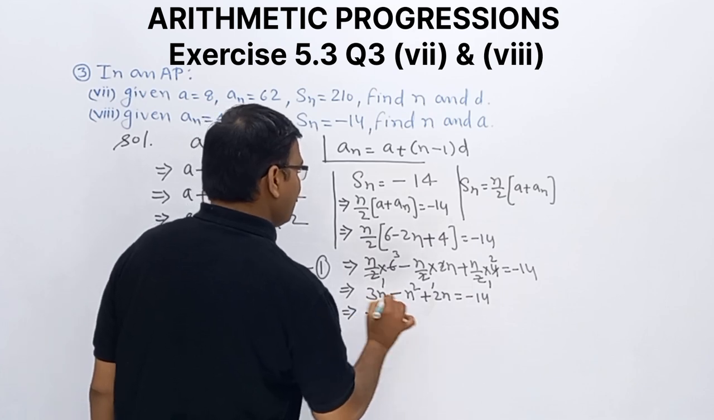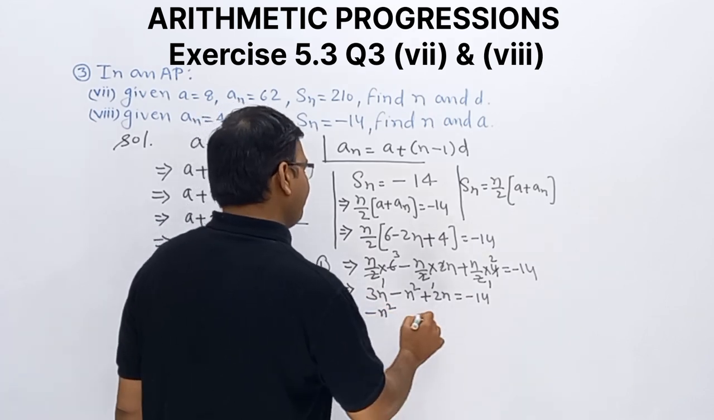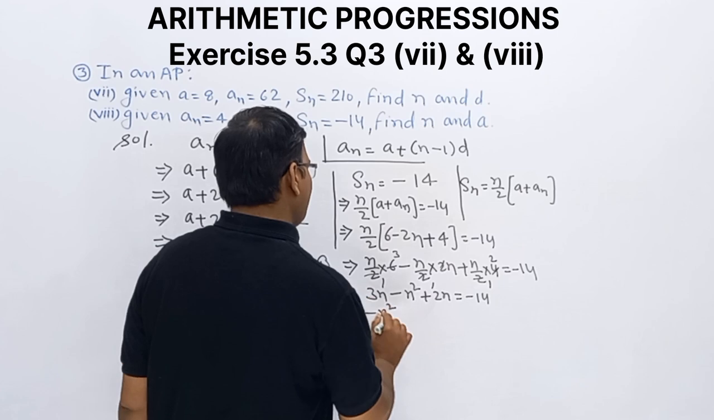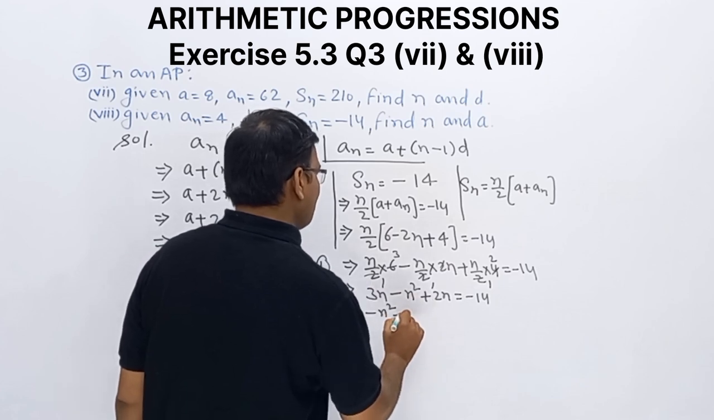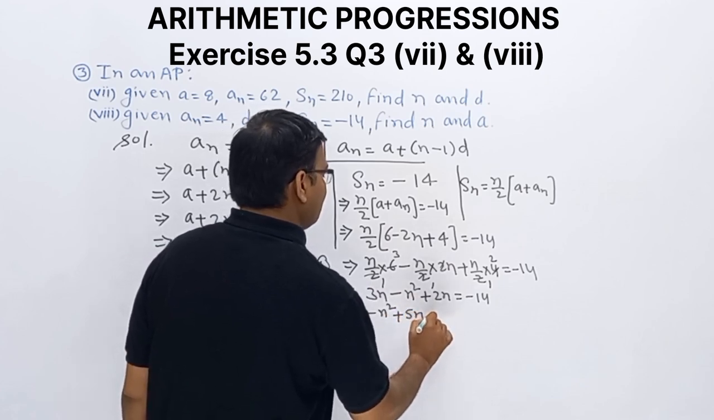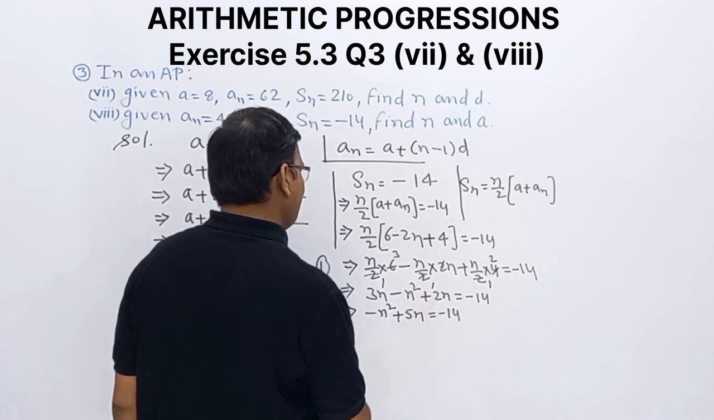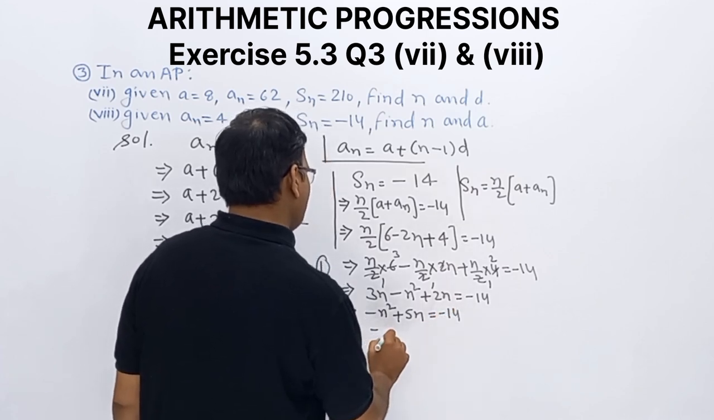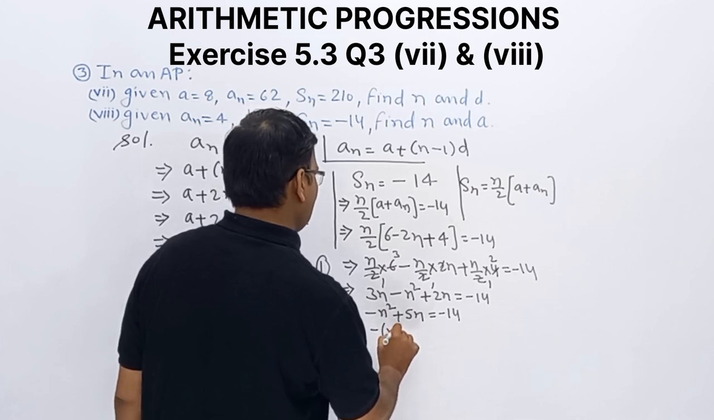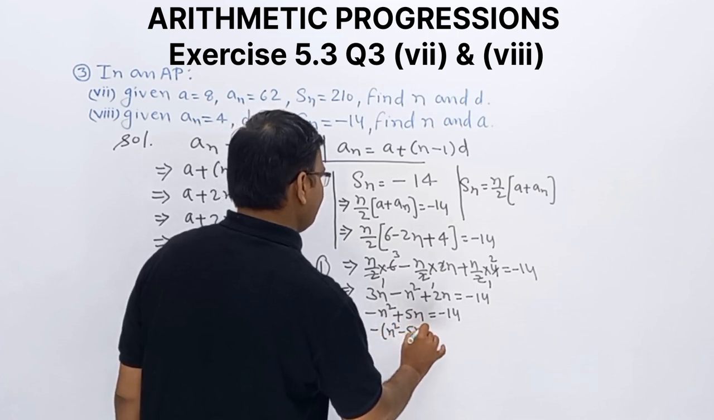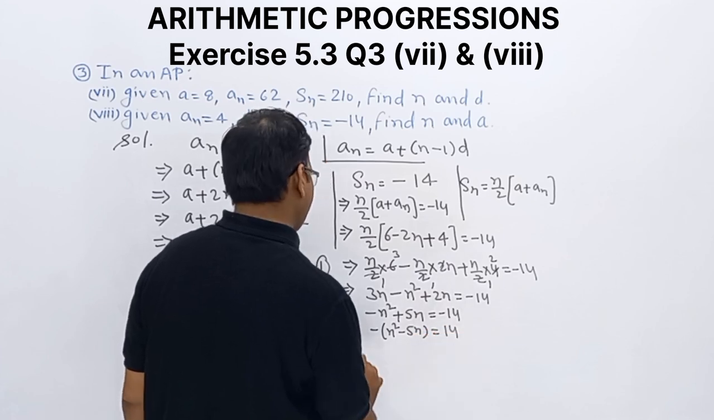So what are we getting? Minus n square minus... this is a plus and this one is also plus, so plus 5n equal to minus 14. Take minus as a common, so what are we getting? Minus n square minus 5n equal to 14.